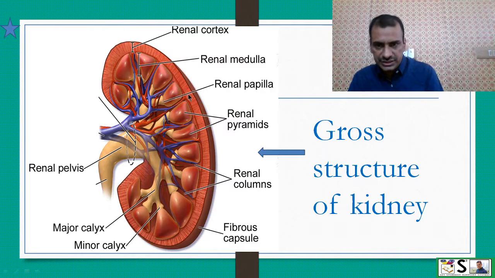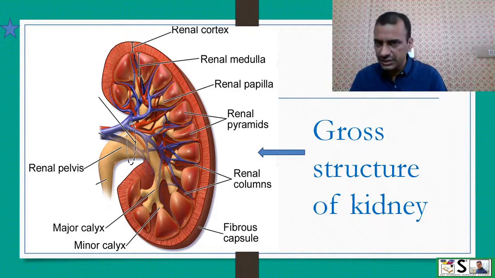Here you can see this is the cortex, this is the medulla, and these are renal pyramids, and in between the pyramids there are extensions of the cortex known as renal columns. Then these are minor calyces. These pointed parts are known as renal papilla. And these are major calyces, 1, 2, 3. Here three major calyces are there, and this is the renal pelvis. This is the gross structure of the kidney.